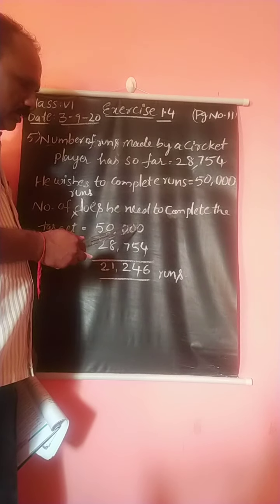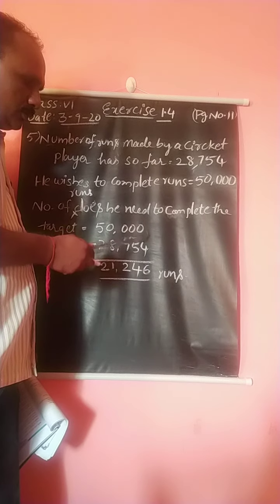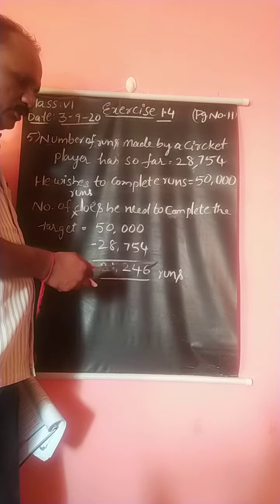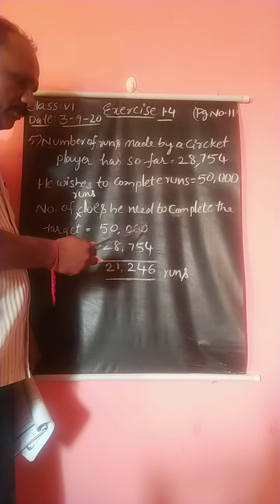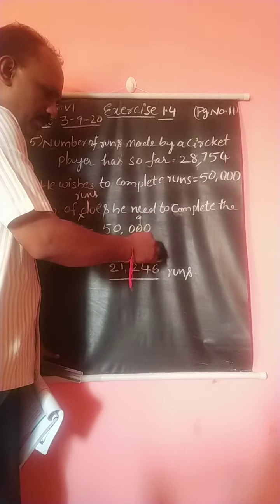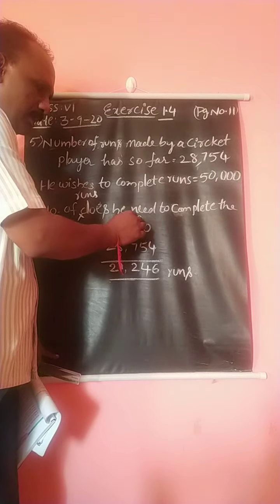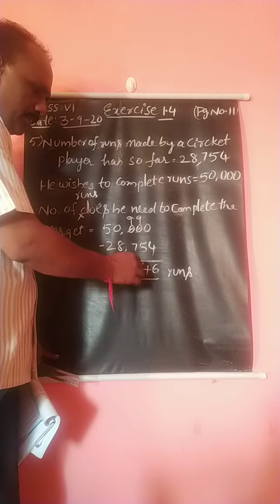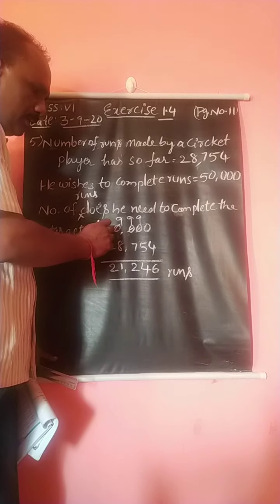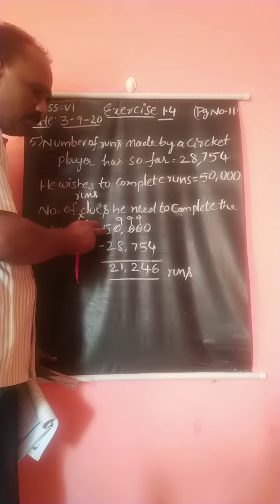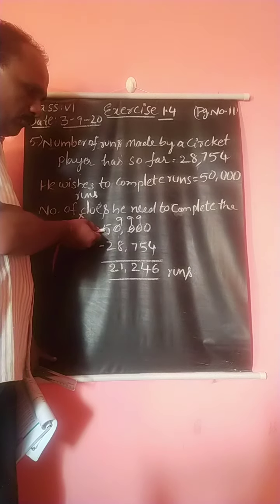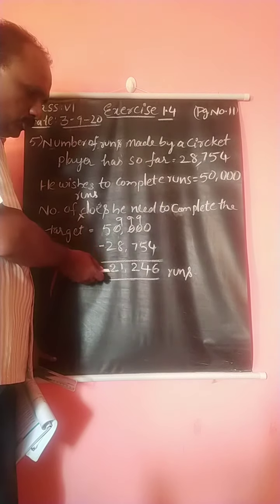See how I subtracted 50,000 minus 28,754. Now subtract. 0 minus 4, it won't work. I bring down from here 10. 10 minus 4, 6. Once we bring down from here, 9 will come in. 9 minus 5, 4. Here also, 9 minus 7, 2. Here also, 9 minus 8, 1. Already from here we take off 1, that means 10. Then here 4 will be there. 4 minus 2, 2.